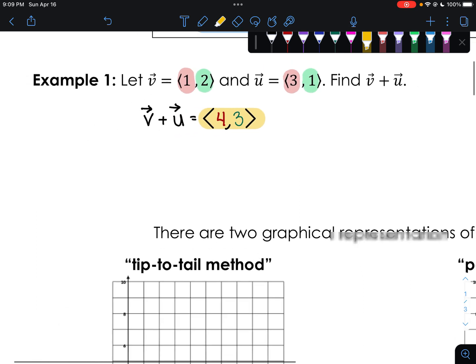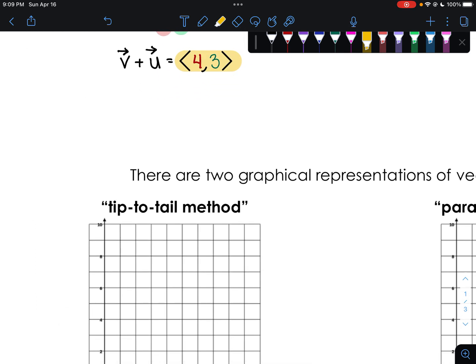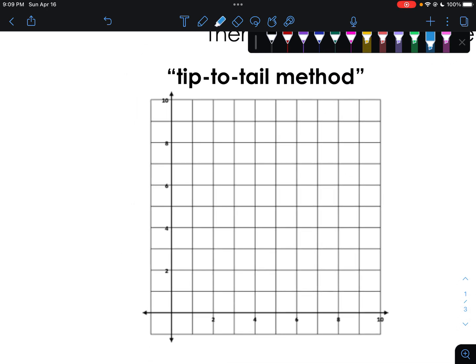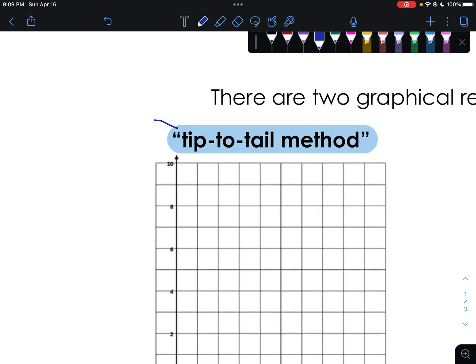Now, we do have a graphical way to represent two vectors being added. If I show you graphically how to add vector v and vector u, it's going to look like the following. So the first method is called the tip to tail method. Remember that the tip comes from the terminal side, so the side with the arrow. And the tail comes from the initial side, the place where we start.